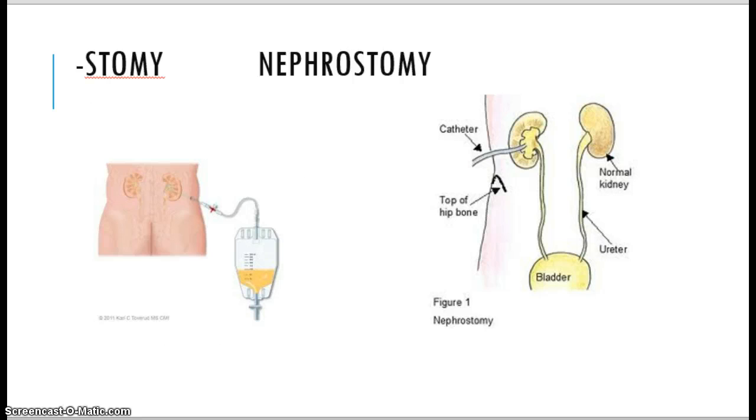A stoma is an opening, and at the end of a word, when you have a suffix, a stomy is to open. And so like a nephrostomy opens up into the kidneys, and it drains the urine from the kidney, either because they've had bladder cancer and they had to remove the bladder, or for some other reason a catheter is put into the kidney to drain it, and then it goes into a bag, and that would be called a nephrostomy.